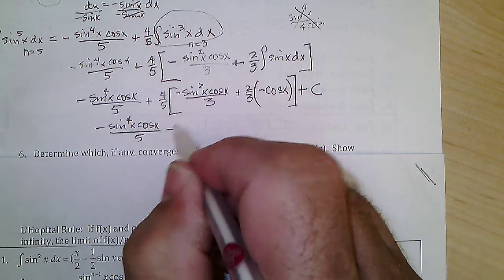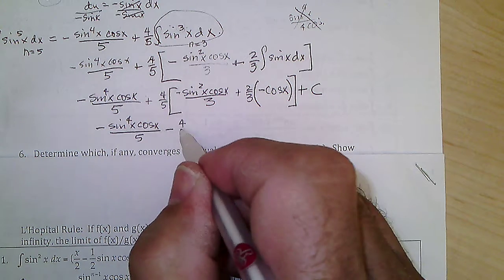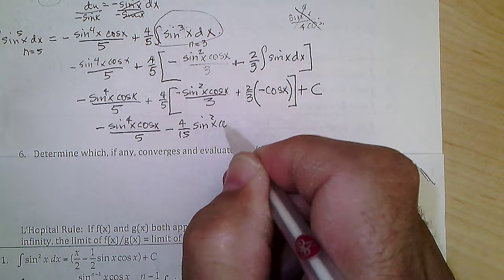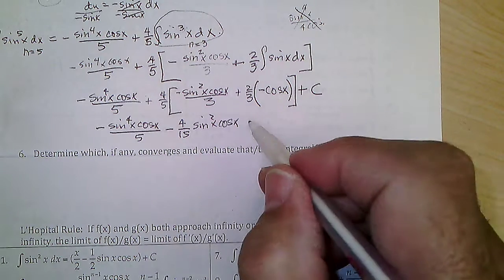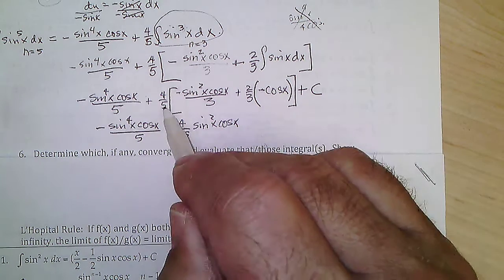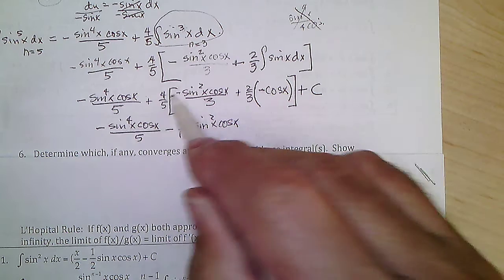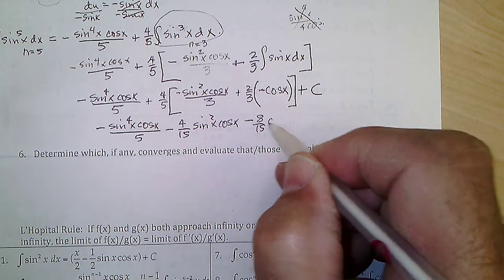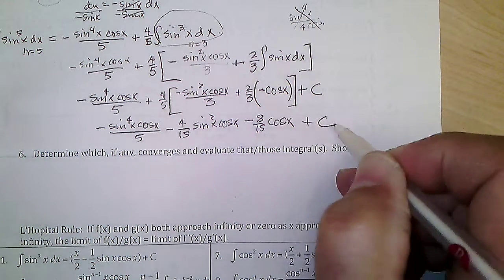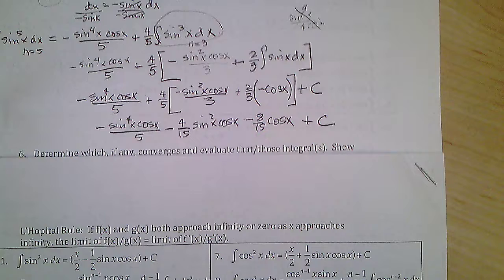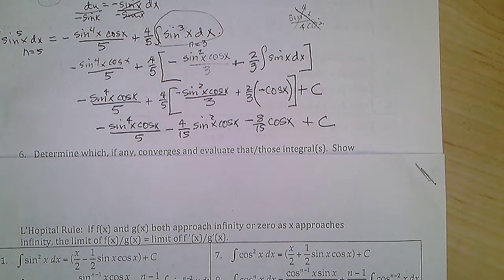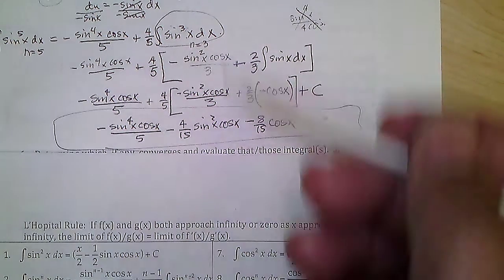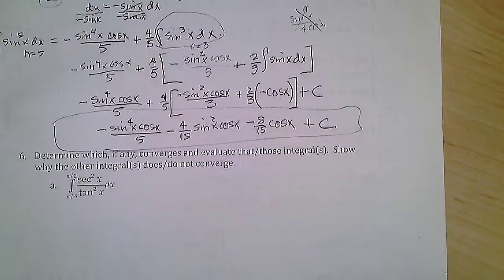minus 4/5 times 1/3, 4/15 sine squared x cosine x, minus 4/5 times 2/3 is 8/15 cosine x. And there's a cosine you can factor out. There's a 1/5 or a 15th you can factor out. You can do some things with that, but this is good enough. This shows me that you know how to get it integrated using the table.